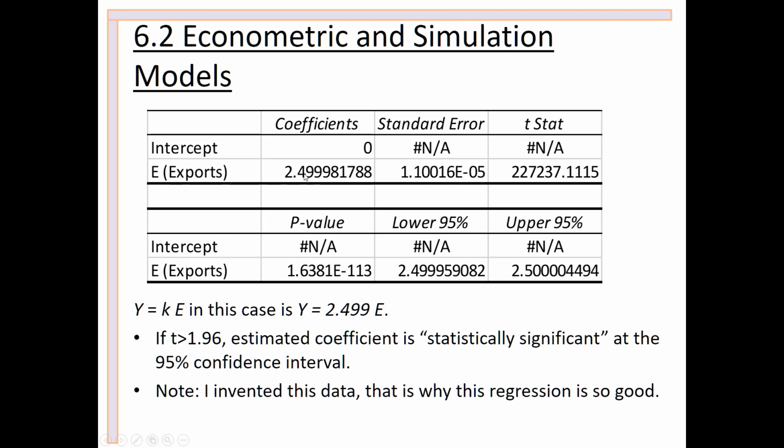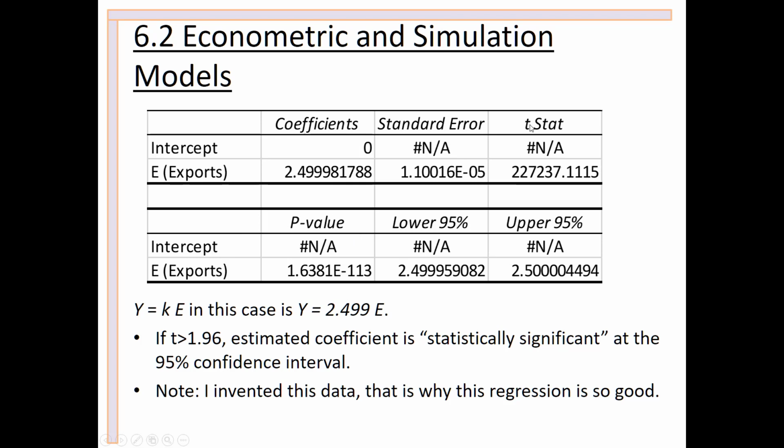Now, the coefficient is 2.4999. What that means is this is your estimate of the multiplier. The multiplier is 2.499. Notice that I invented this data. That's why this regression is so good. The real multiplier in the data that I invented is 2.5, and you can see that Excel did a very good job in guessing what was the true value of the coefficient. Again, in real life, you don't know the real coefficient. I know because I invented this data. So the result here is very close to the true 2.5 multiplier.